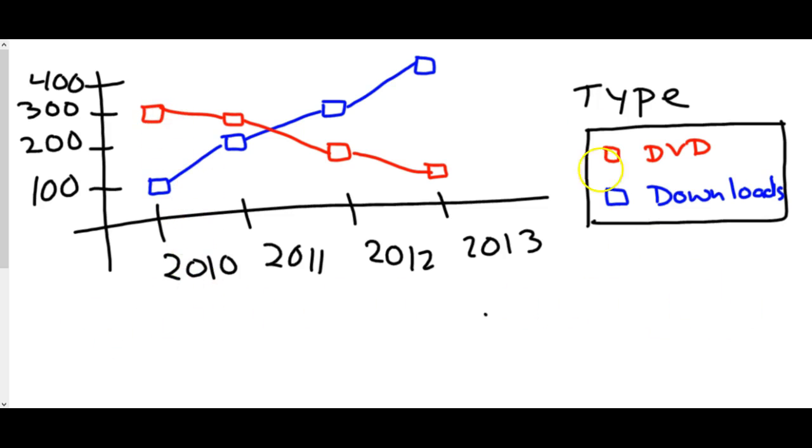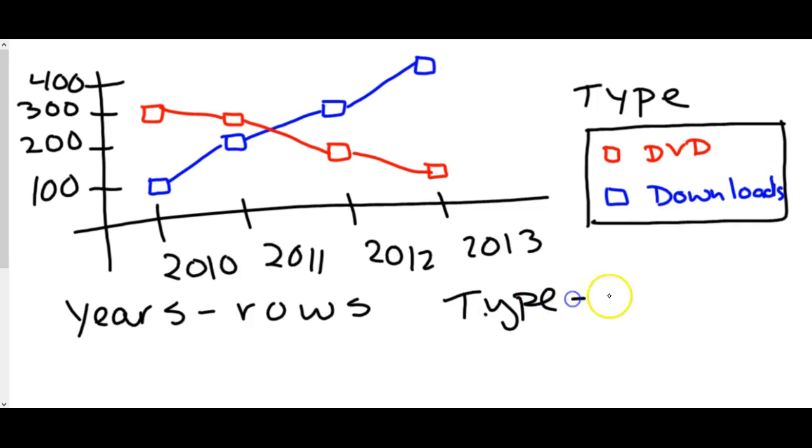Now, when you make your matrix from a table, you do need a little more information. So we need to know, are the years going to be the rows and the type the columns, or is it going to be opposite? Is the type the rows and the years the columns? So they do need to specify in the question. So for ours, let's make years the rows and the type, so either DVD or download, that's going to be the columns.